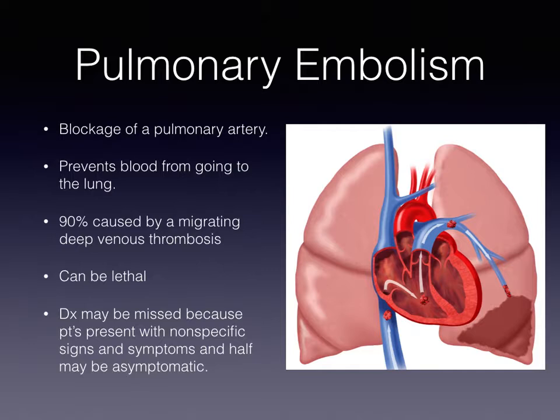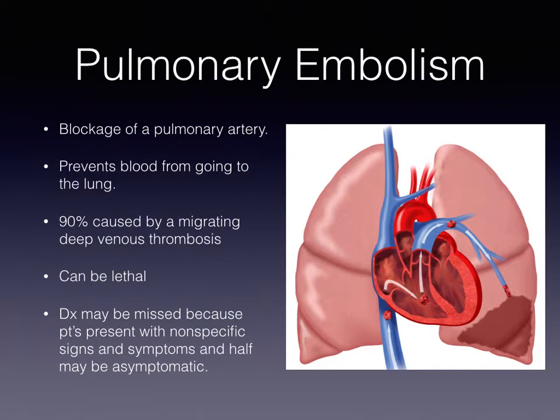What else causes shortness of breath? Pulmonary embolism does. Here you have a blockage of a pulmonary artery. This prevents blood from going back to the lung. So obviously, if we can't get blood back to the lung, we can't get oxygen to that blood, and therefore we have a problem giving adequate oxygen to the rest of the body.